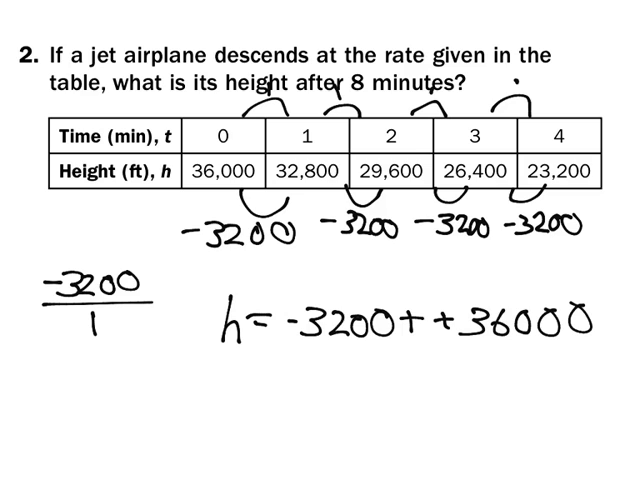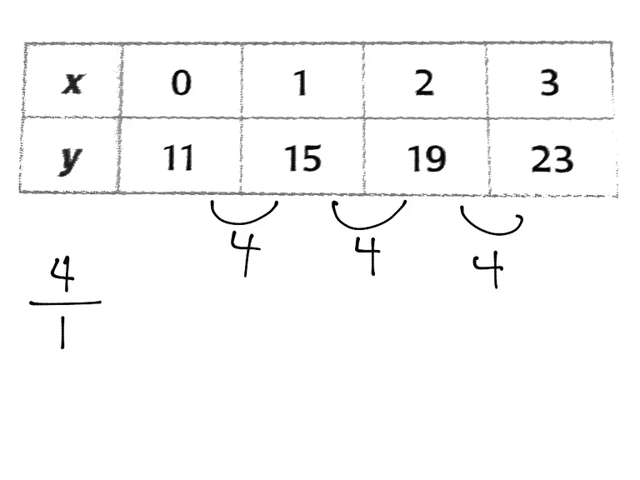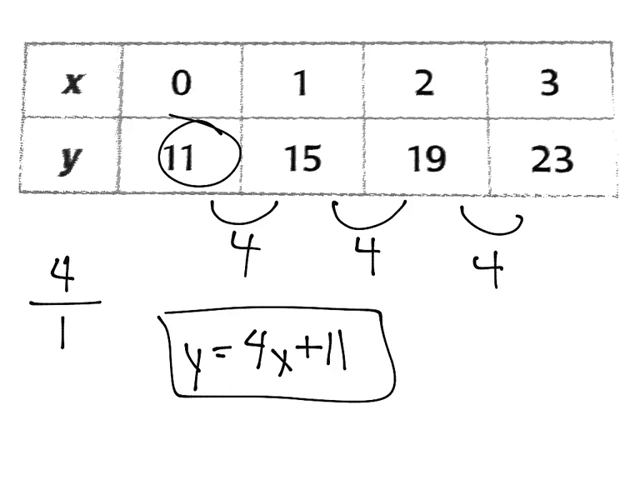I put in 8, and I get a height of 10,400 feet. Okay? In this one, we're just going to find the equation. We have a difference of 4. So our rise is 4. Our run is 1. Therefore, in this case, it's y equals 4x with a y-intercept of 11. And there's the equation.